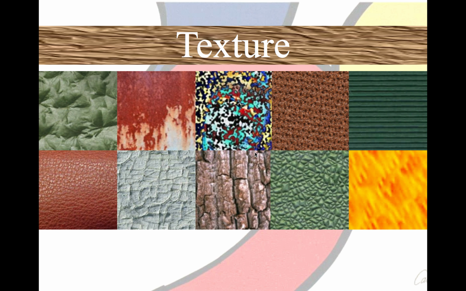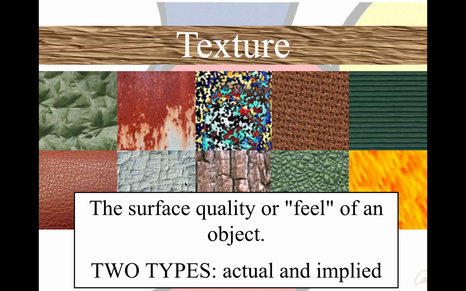All right, texture. This is a hard one. It's really hard to recreate these textures with our drawing tools, but it's really easy to find them with our cameras. All right, texture. This is the surface quality or feel of an object, and there are two types, actual and implied.